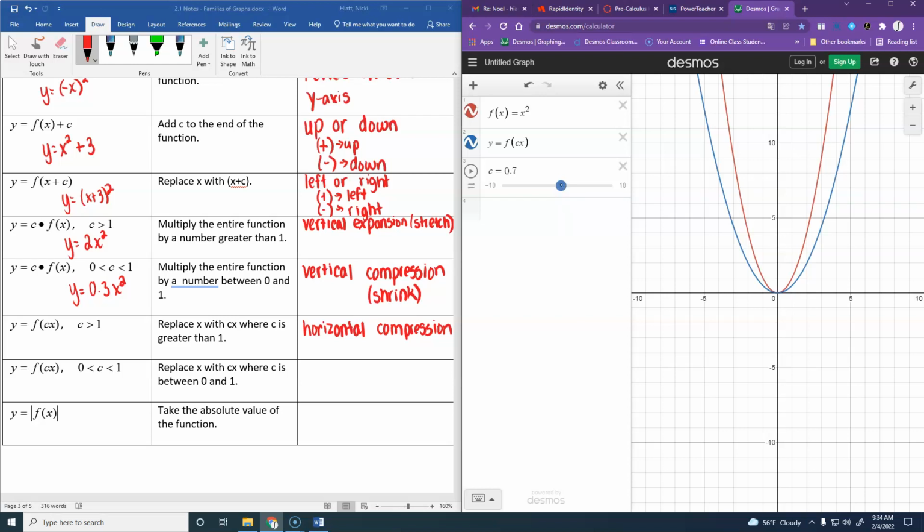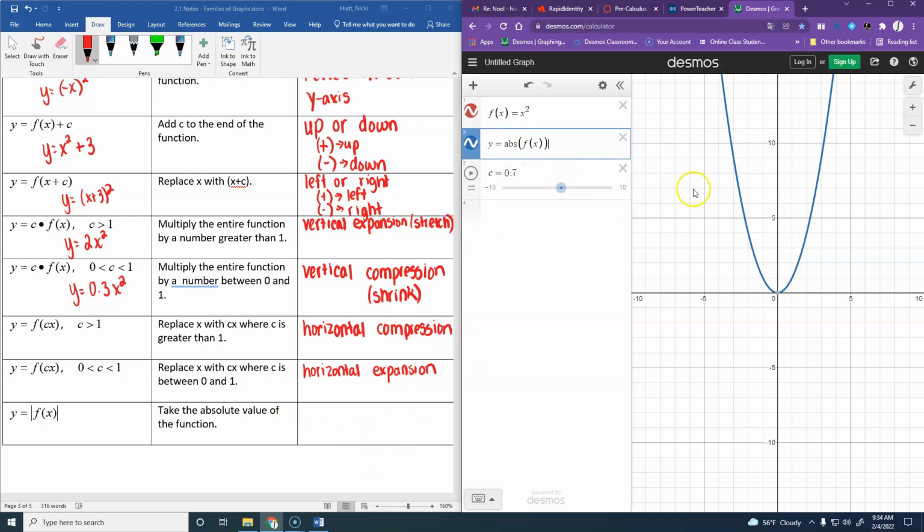So here, I'll have a horizontal expansion. And the last one that we're going to look at is kind of weird, and it's going to look like it doesn't do anything if I just do it for this problem. So if I do ABS in Desmos, that's going to be your absolute value. So right now it looks like if I take the absolute value of this x squared, it does nothing, right? Looks like it doesn't do anything at all.